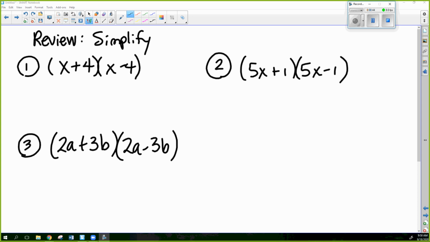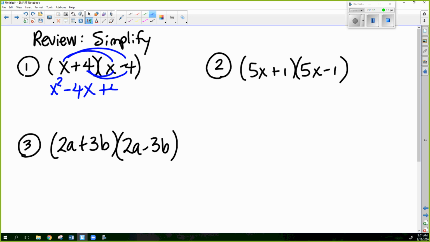Okay, so let's just look at, well, pick one. Which one do you want me to do with you? First one? Okay. When you say simplify and we're just multiplying, this is the same thing as we were doing as a review earlier. You're going to distribute your x, and then you're going to come back and distribute your 4. We're foiling. So we get x squared, but then we get minus 4x.